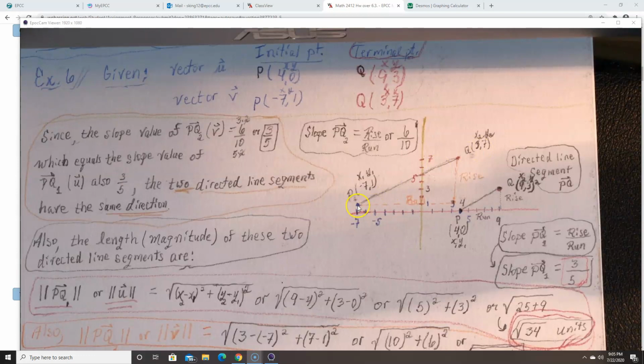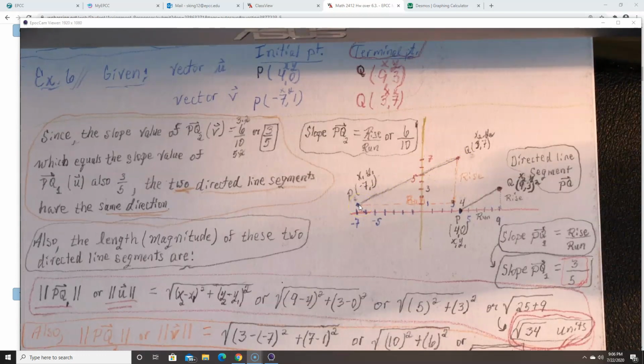And so let's call this directed line segment PQ, but it's the second one that they gave us. I put a little subscript 2 there, and I don't know if that's going to confuse us, but it shouldn't. So here's our second directed line segment PQ, and we need to know its magnitude or length. This is also the vector V.